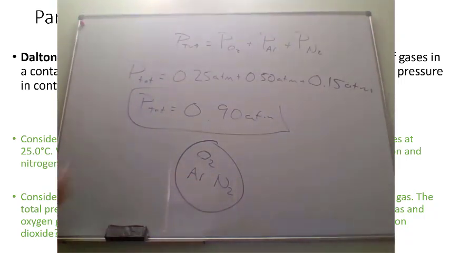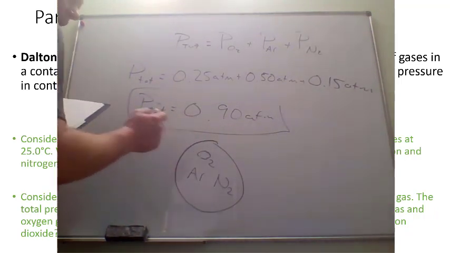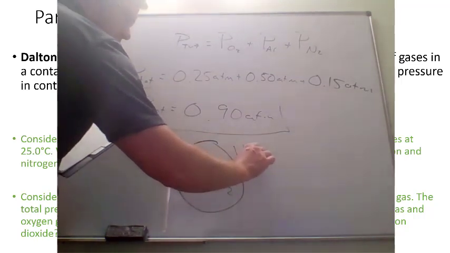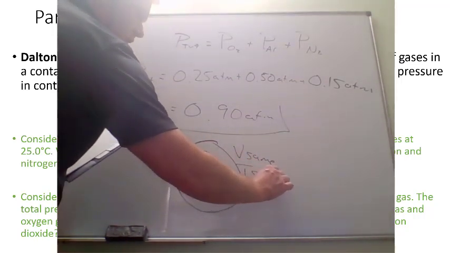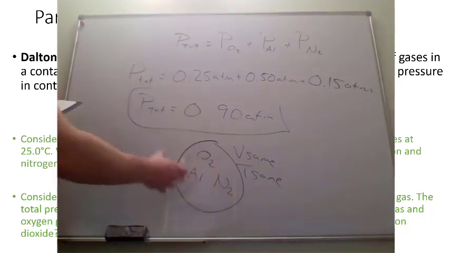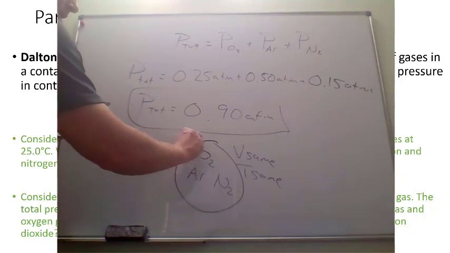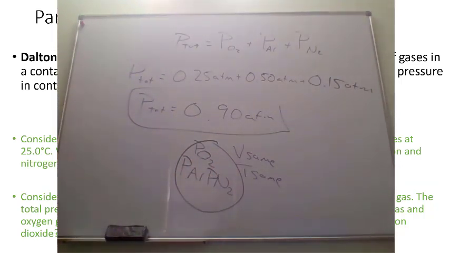To visualize this, we have a single vessel that has O2 gas, argon gas, and nitrogen gas. The volume of this vessel is fixed because it is a steel vessel, so that volume remains the same. It's held at constant temperature, so the temperature remains the same as well. So the total pressure inside of this vessel is indicated by the summation of all of the pressures of our individual gases.